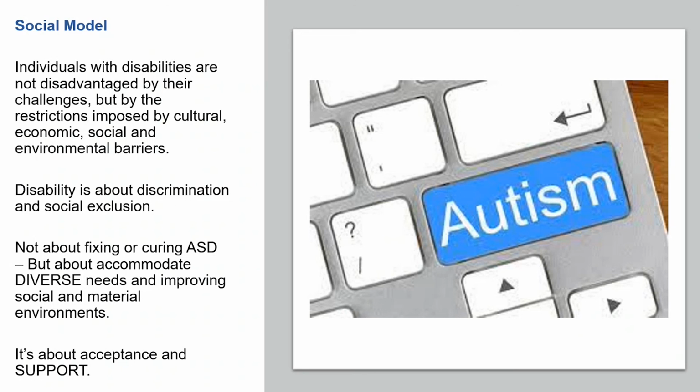So in the social model, we emphasize that it is not about fixing or curing autism, but rather about accommodating diverse needs and improving the social and the material environments in which our individuals with autism live, learn, and work. And so our emphasis in this module is about acceptance and appropriate support.